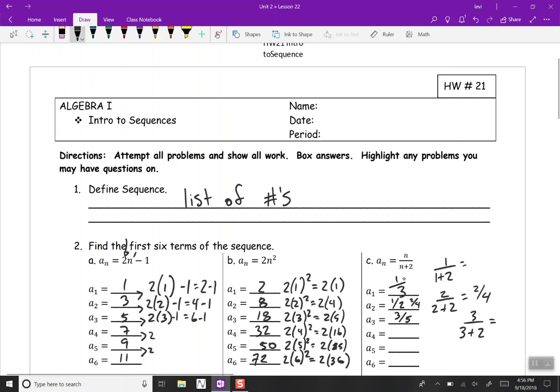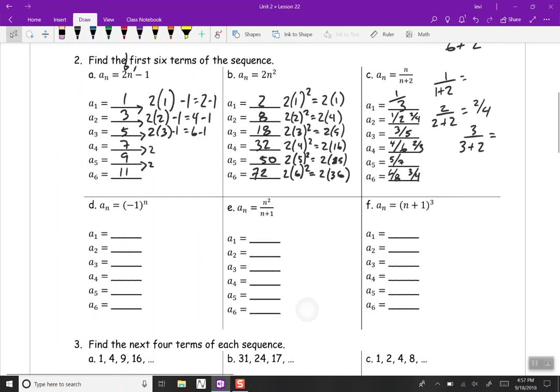Do we see a pattern? 1, 2, 3. Next one's going to be 4. 4 what? 4/6 or 2/3. Next one's going to be 5/7. Next one's going to be 6/8 or 3/4. We'll do this last one. 6 would be 6 over 6 plus 2. And that's where we get 6/8 from, or 3/4. So finding patterns is good.